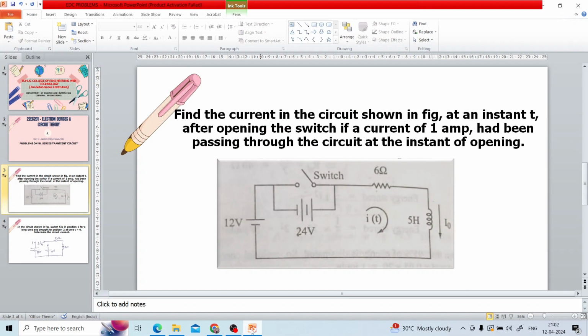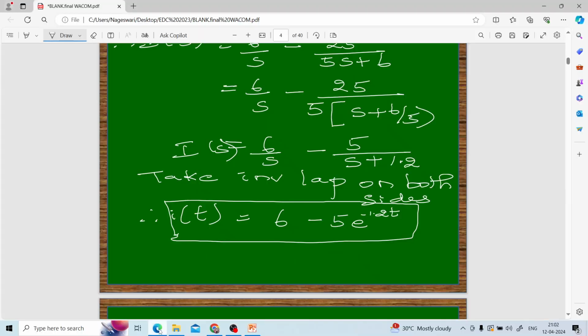So that means the problem is to find the current in the circuit shown in the figure at an instant t after opening the switch, if a current of 1 amp had been passing through the circuit at the instant of opening. So for this problem, this is the final solution.